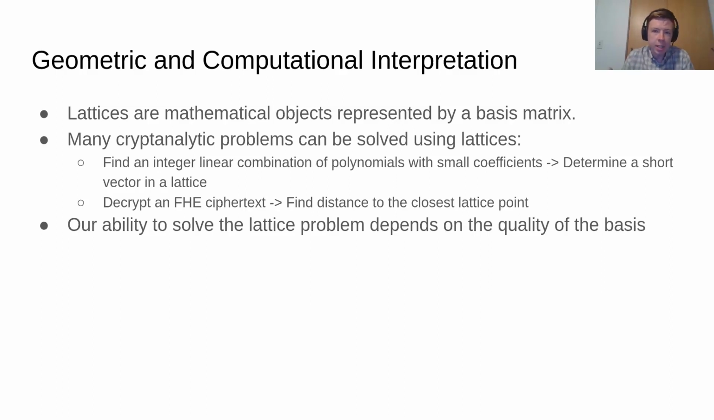There are a few different ways this comes up. For example, one of them is if you can find a particularly short vector in the lattice, then you've solved your cryptanalytic problem. There are other ones where if you can find a point in the lattice that's nearby to another point in space, that also solves the problem. And our ability to solve these problems depends on the quality of the basis.